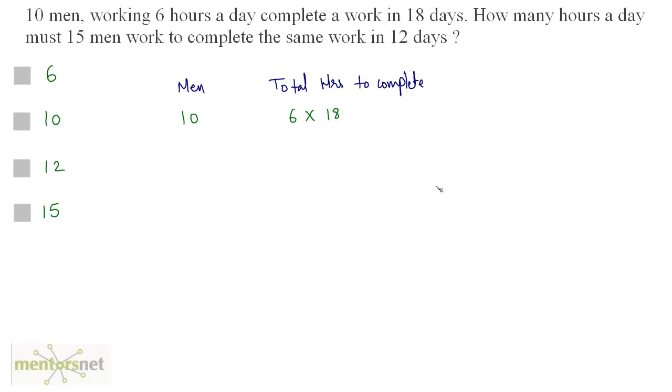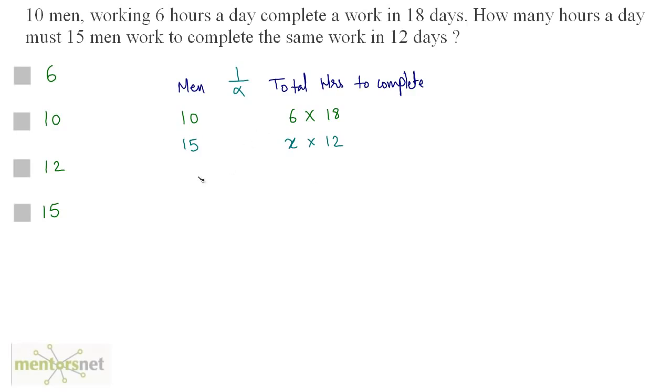Okay. Now next we have been given 15 men, so 15 who work for 12 days. So times 12, and we have been asked how many hours per day these men work. So let it be x. Now we have to determine the relation between these two entities, whether it is directly proportional or inversely proportional. Well, if you increase the number of men, the total hours to complete will decrease. So this is inversely proportional.